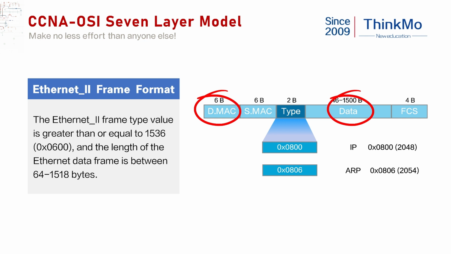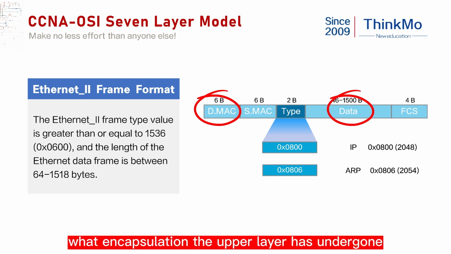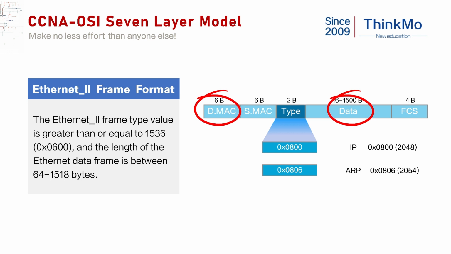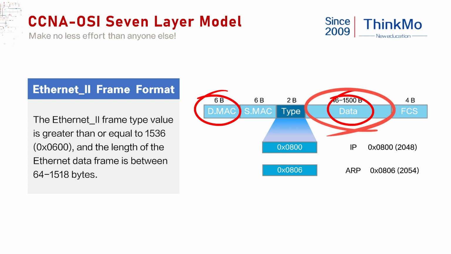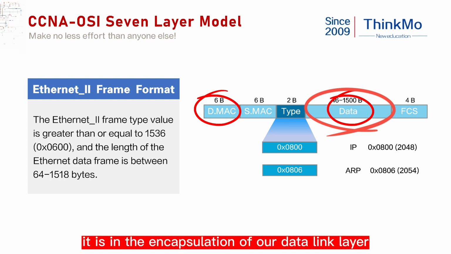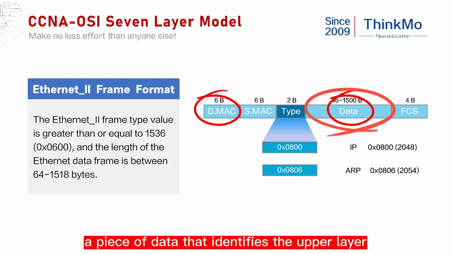That is, the lower layer does not pay attention to what encapsulation the upper layer has undergone. I only know that you have reached my level and I want to perform encapsulation. Nothing more. So for the lower layer, the upper part is called data. Then our packet appears at this location. This type is in the encapsulation of our data link layer, a piece of data that identifies the upper layer.